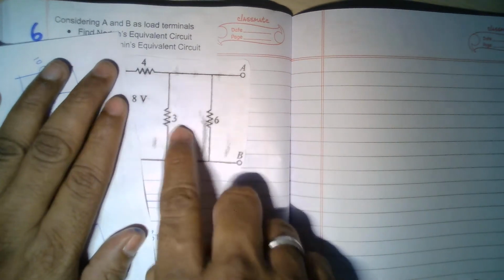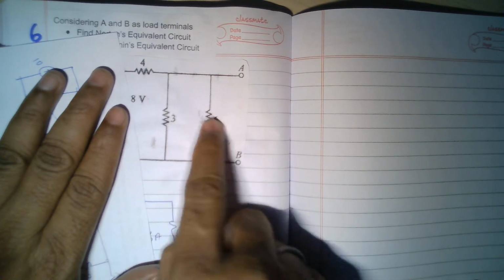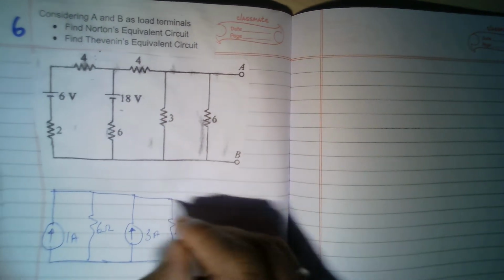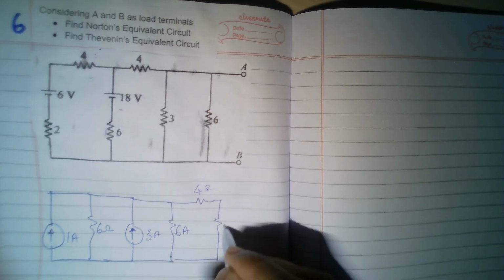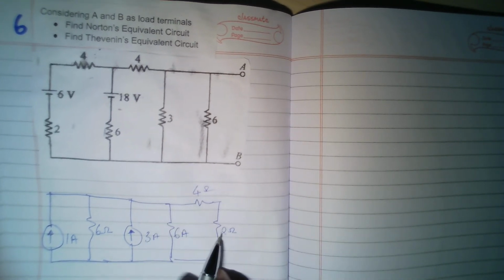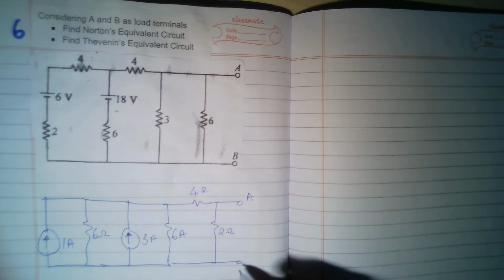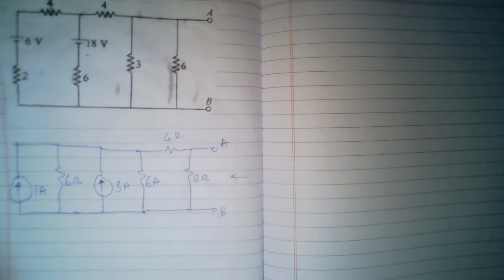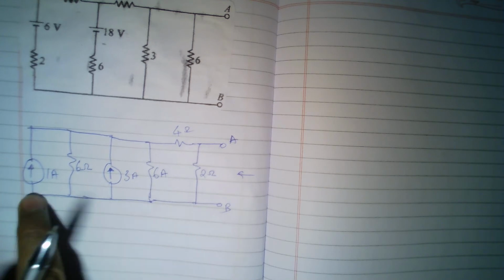Now I have 4, 3 and 6. Anyway, 3 and 6 I can simply make into a 2 ohms resistance. So I have a 4 ohms here and a 2 ohms here. Again, 4 and 2 are not in series as of now because of the terminals A, B that we are interested in. Next, see these two are in parallel.